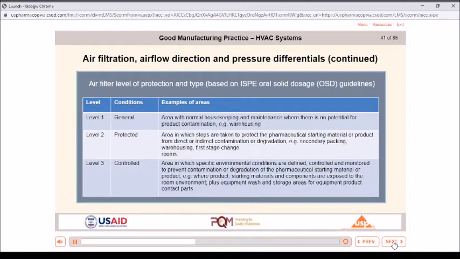Area in which steps are taken to protect the pharmaceutical starting material or product from direct or indirect contamination or degradation, e.g. secondary packing, warehousing, first stage change rooms. Level 3. Controlled conditions. Area in which specific environmental conditions are defined, controlled, and monitored to prevent contamination or degradation of the pharmaceutical starting material or product, e.g., where product, starting materials, and components are exposed to the room environment, plus equipment wash and storage areas for equipment product contact parts.